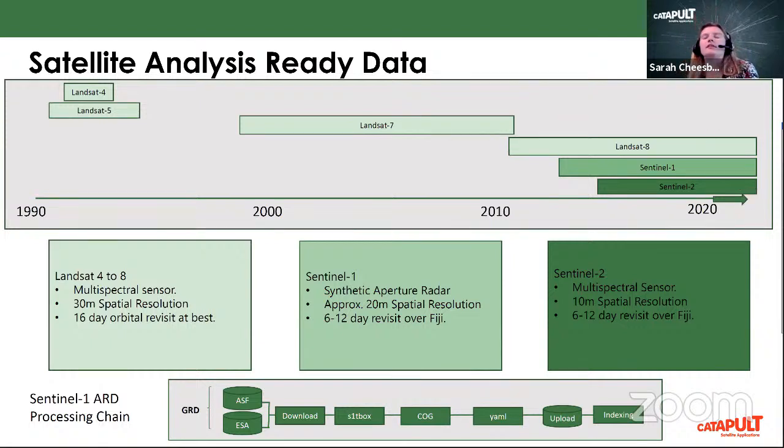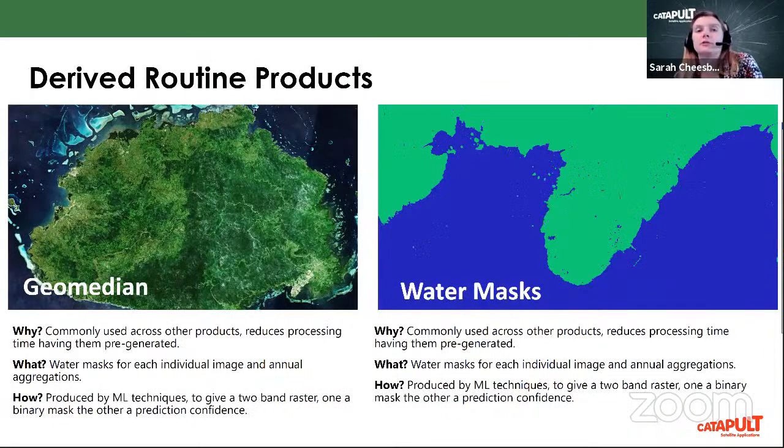So as well as these ARD products, which we've pre-processed, we've also put some derived routine products into our data store. This is when we've developed things at a certain cadence and then pushed them back into the S3Lite store. Currently, the more on-demand products, which are the ones that the users are making, don't get pushed back into our S3 storage, but our routine products do. So routine ones are two main products.